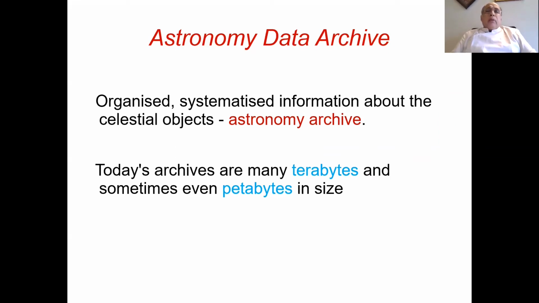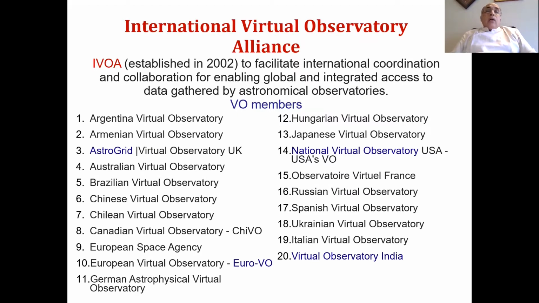So before we come to that, what is an astronomy data archive? Astronomy data archives are organized, systematic ways of disseminating information about celestial objects. Today, these archives are in terabytes or sometimes even petabytes. The International Virtual Observatory Alliance was established in 2002 to facilitate international coordination and collaboration for enabling global and integrated access to data gathered by astronomical observatories.